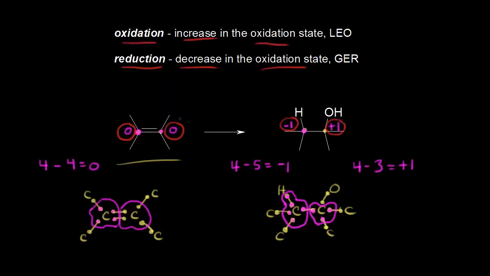What can we say about the starting compound overall? Well, the starting compound overall, there's no net change in the oxidation states, right? So on the left, for those two carbons, we had a total of 0. On the right, we had -1 and +1 for a total of 0. There's no net change. So this would be neither. The starting compound was overall, it wasn't oxidized or reduced. It's neither.